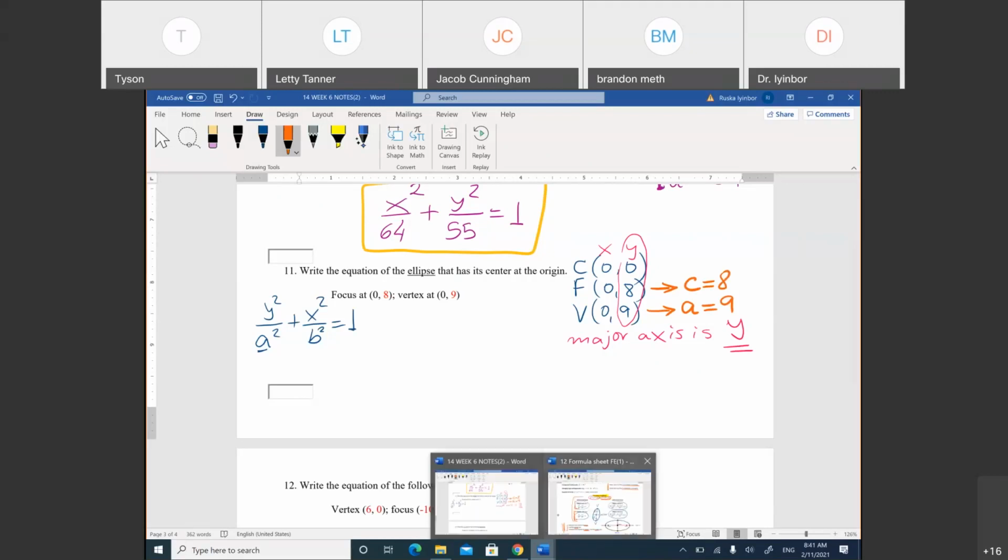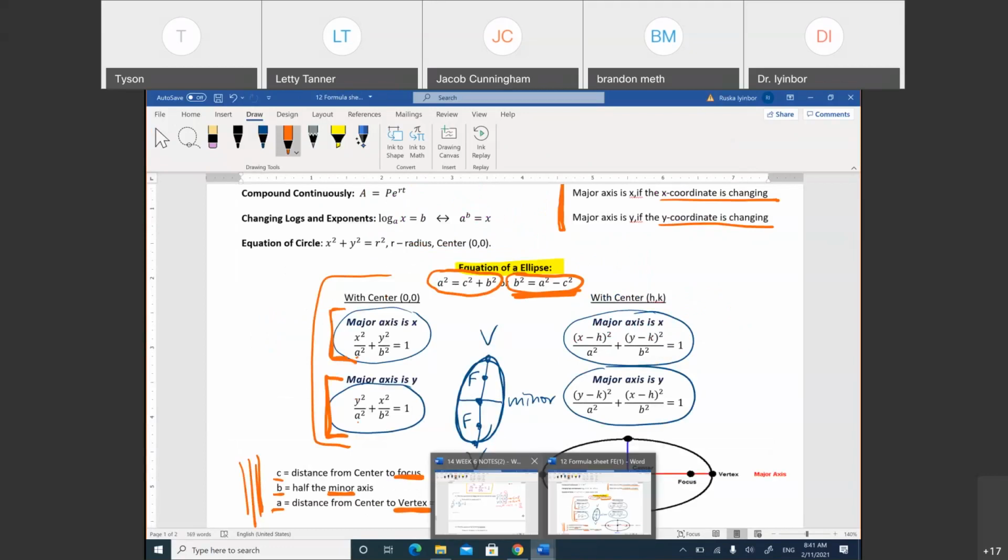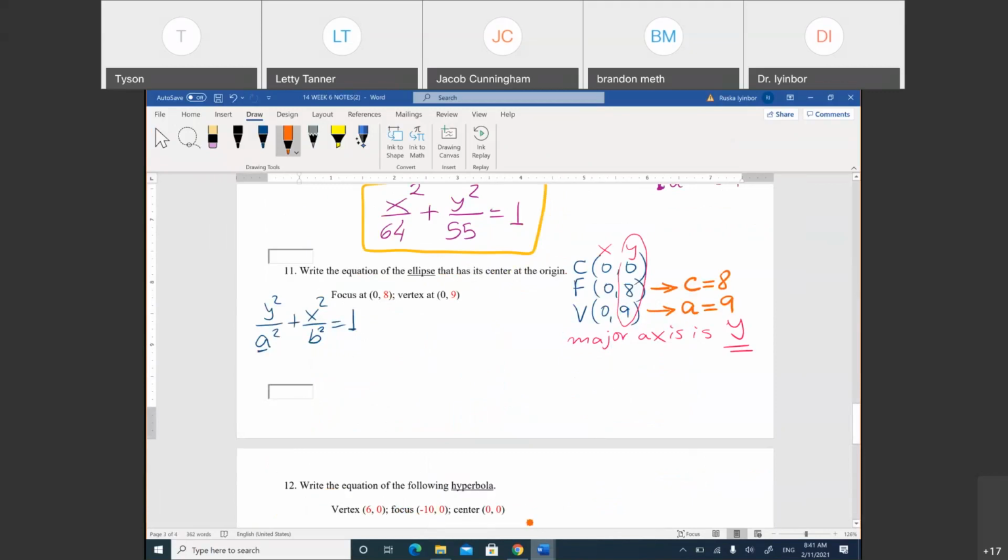Okay? And how do you find B? Using the same formula here. B squared is A squared minus C squared. That's what I'm using to find B. So I'm going to plug it in. I'm going to have a squared, 9 times 9 is 81, minus 8 times 8 is 64, okay? And that will give me my b squared. So what is b squared?